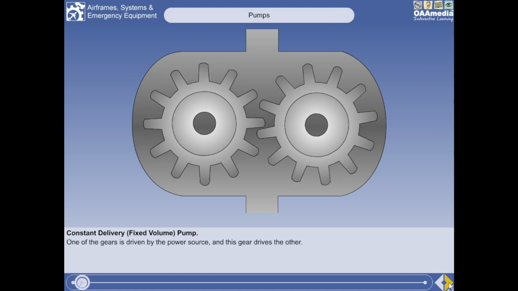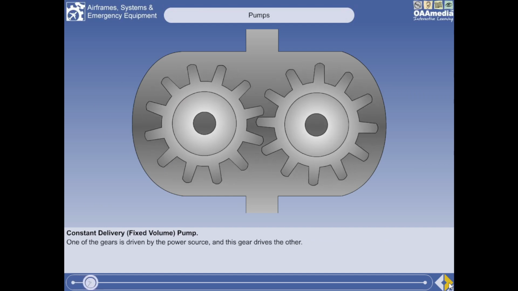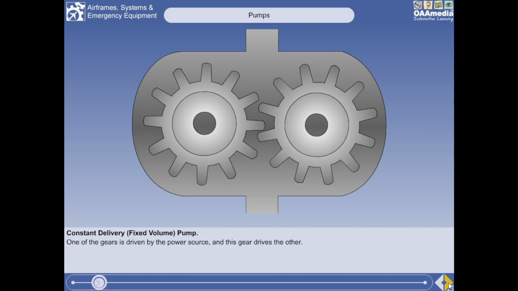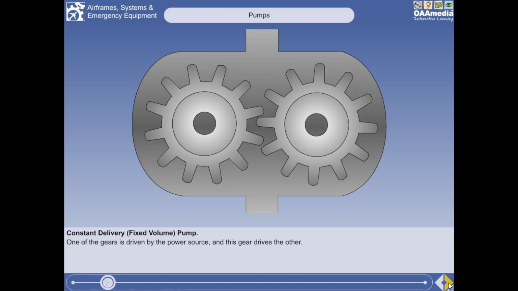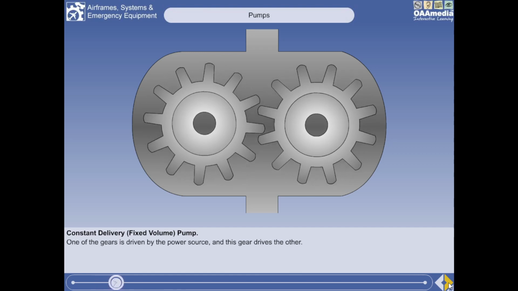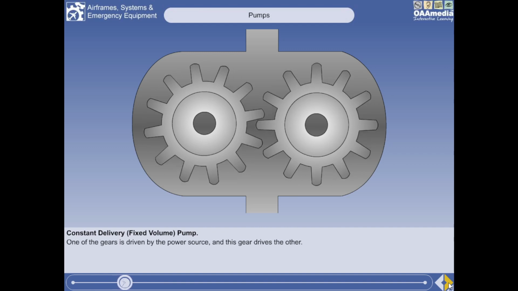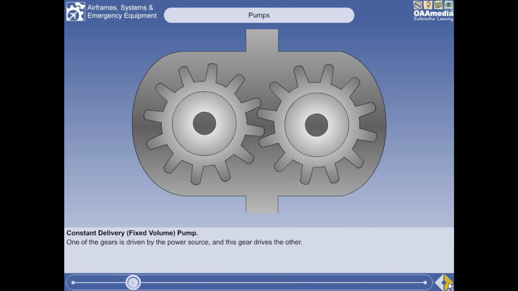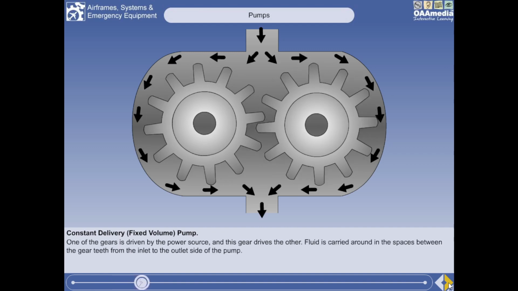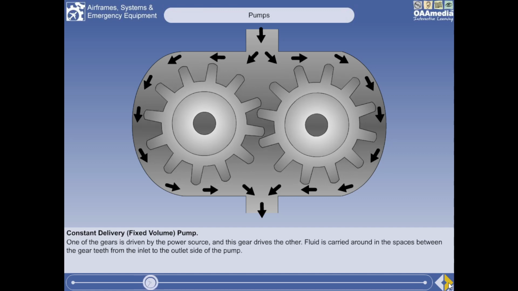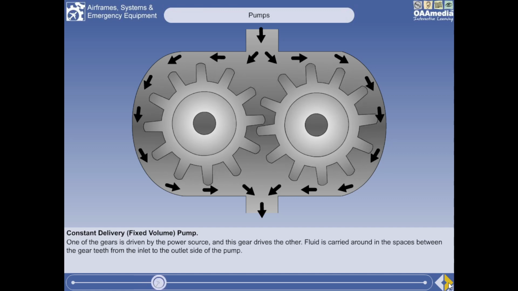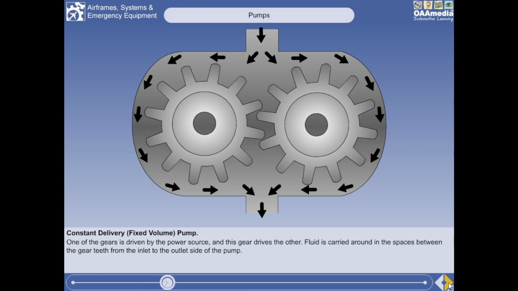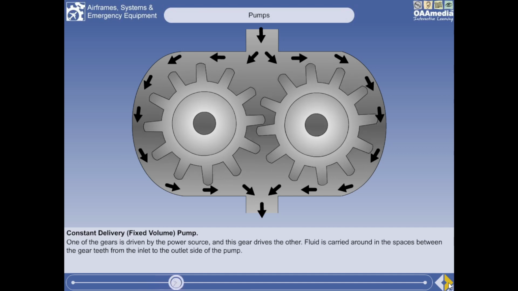A typical example of this type of pump is the spur gear displacement pump, shown here. One of the gears is driven by the power source, normally the engine, and this gear in turn drives the other gear. As the two gears rotate, fluid is carried around in the spaces between the teeth from the inlet to the outlet side of the pump.